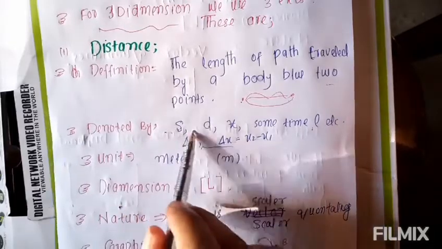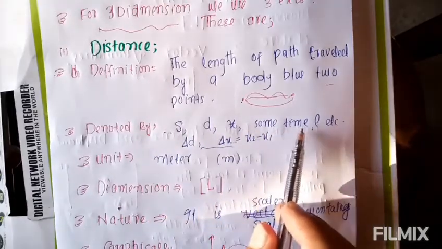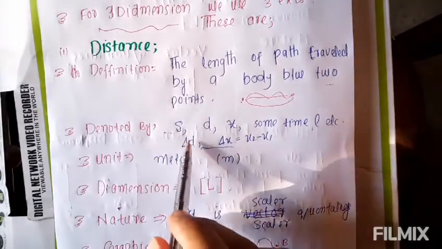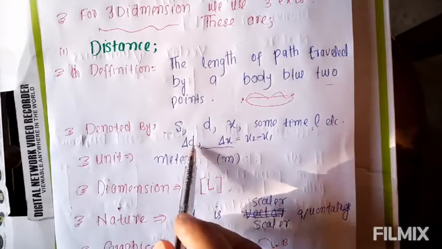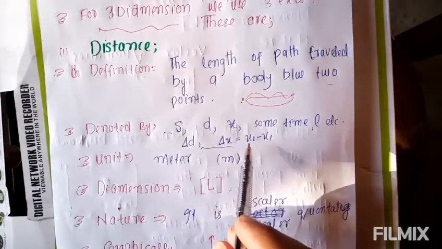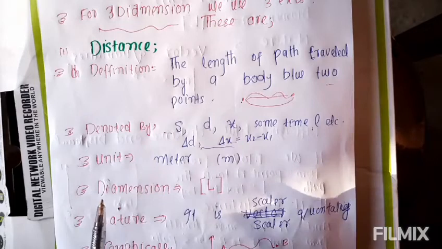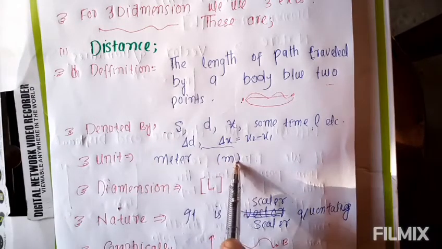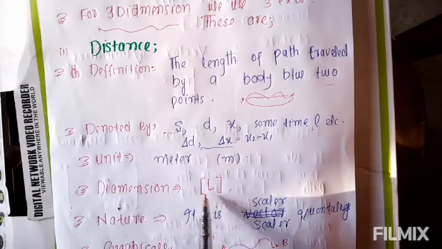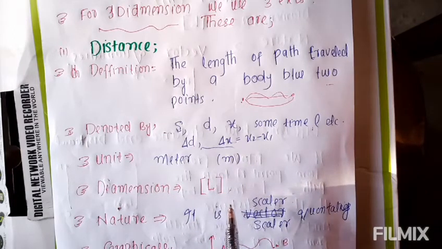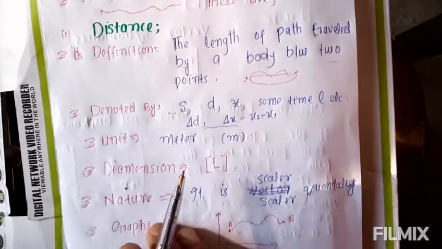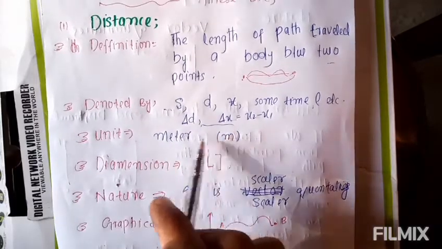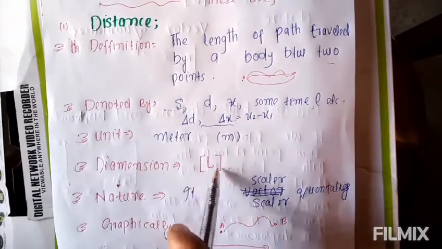Distance is denoted by s, dx, sometimes l, also d, del x, which is equal to x2 minus x1, etc. What is the unit of distance? The unit of distance is meter, which is denoted by m. The dimension is only one dimension, which is L, length. Meter is the unit of length, so it is a dimension.